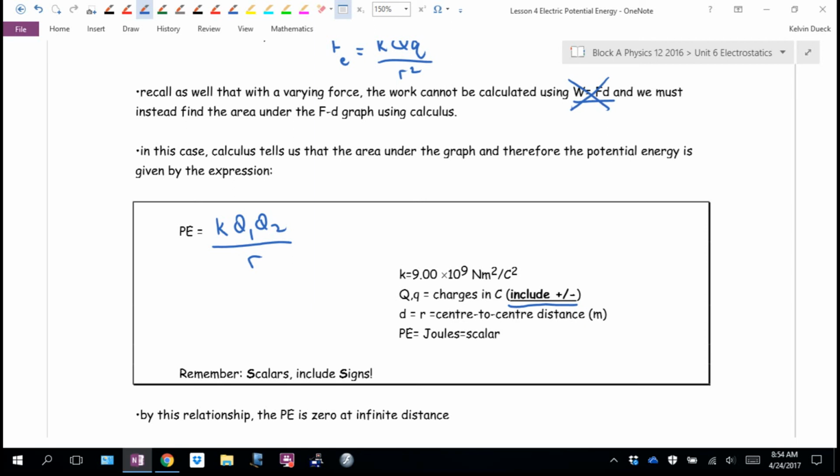Energy, scalar or vector? Scalar, yes. And so if you're looking for a dumb thing, scalars include signs.